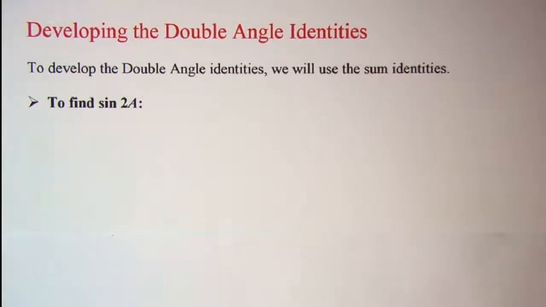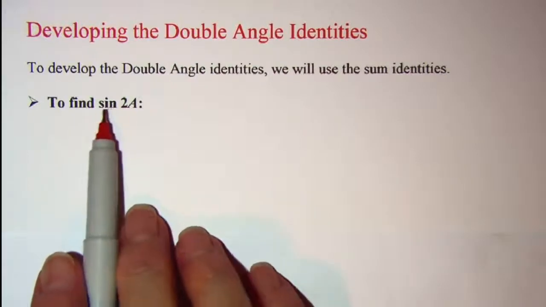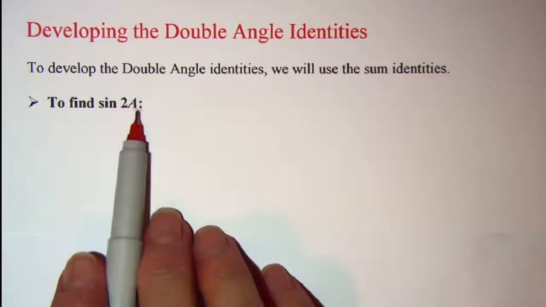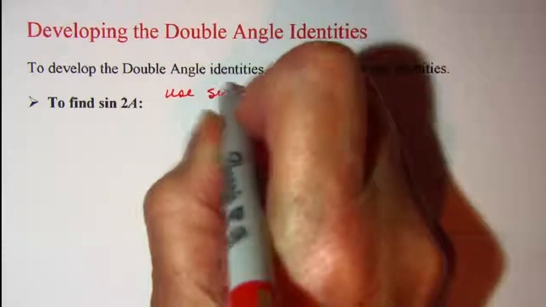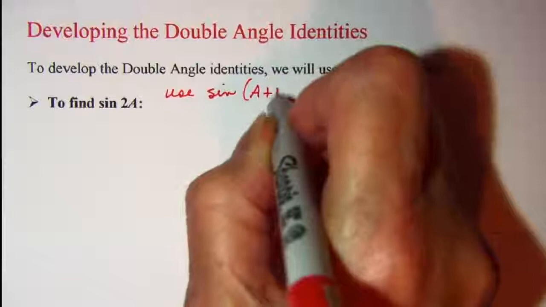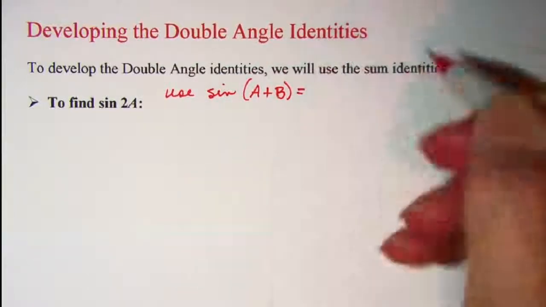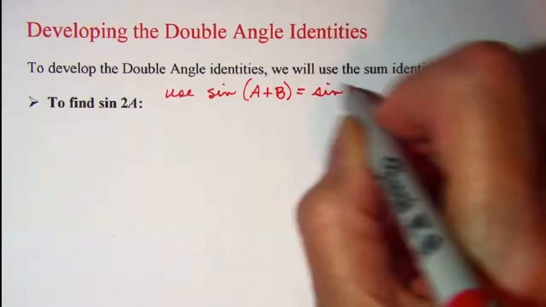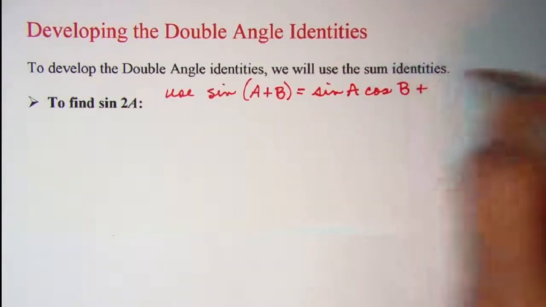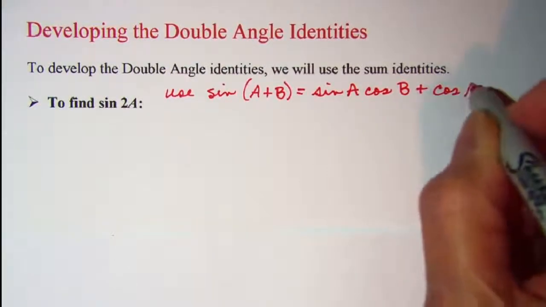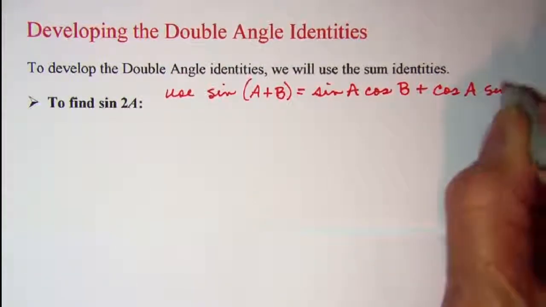In this video, we will be developing the double angle identities. To do this, we will use the sum identities. To start with, we're going to develop the sine of 2a. So we'll use sine of a plus b is equal to sine of a cosine of b plus cosine of a sine of b.